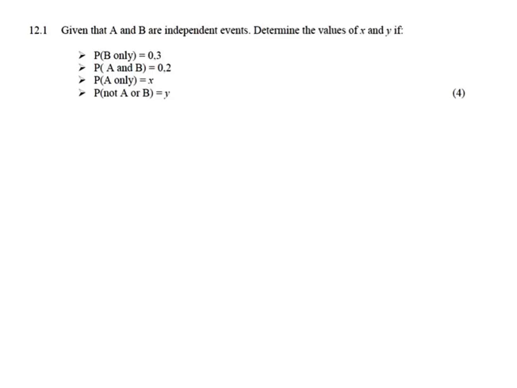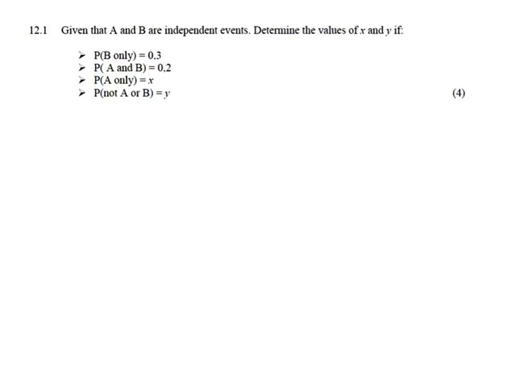Next question. Given that A and B are independent events, determine the values of X and Y. Information is given: probability of B only, probability of A and B is given as 0,2. We have to find probability of A only, that is X, and probability of not A or B, which is equal to Y.